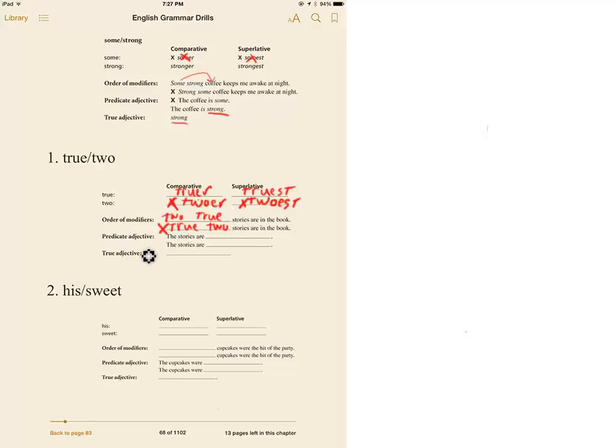All right. Predicate adjective. I could use the stories are true. So I could use true at the end, and that is correct. But I could not say the stories are two. That does not make sense. So I'd have to put an X there. So my true adjective is true. Okay? So that's how I would do those, and then I'll have you do the other ones.